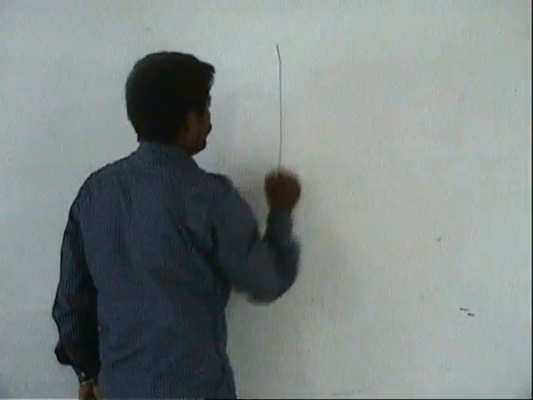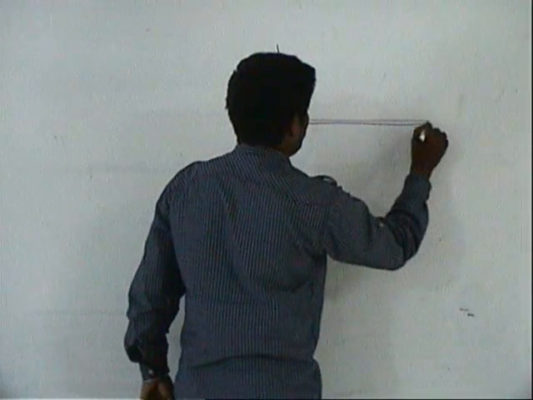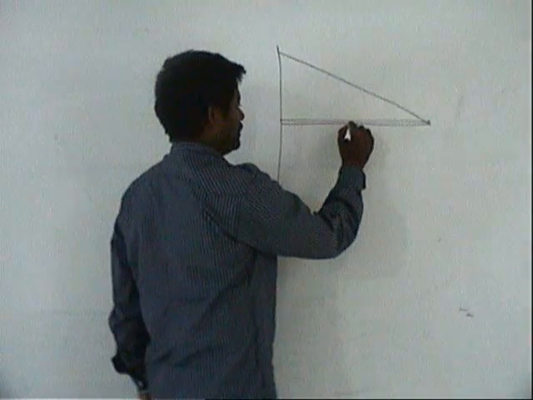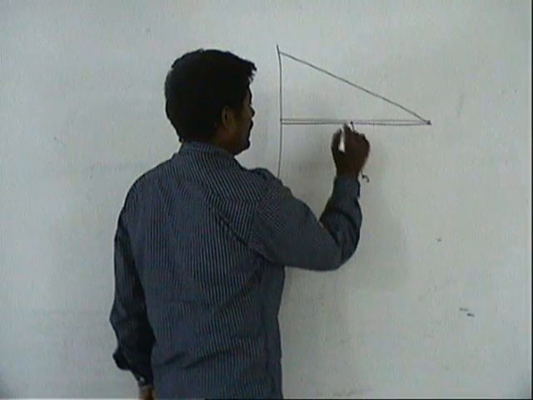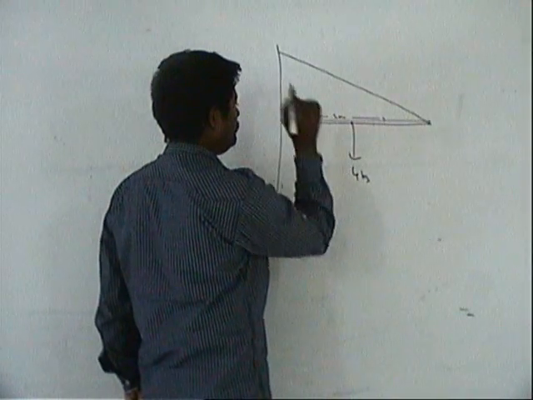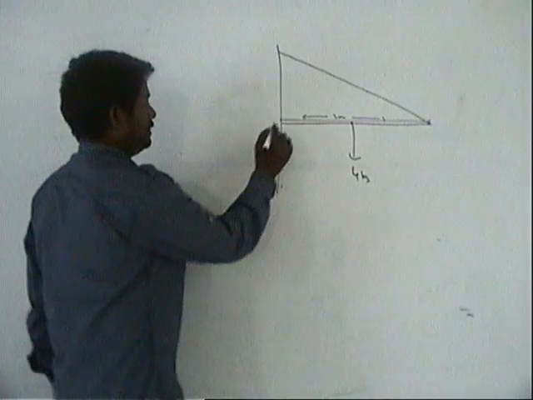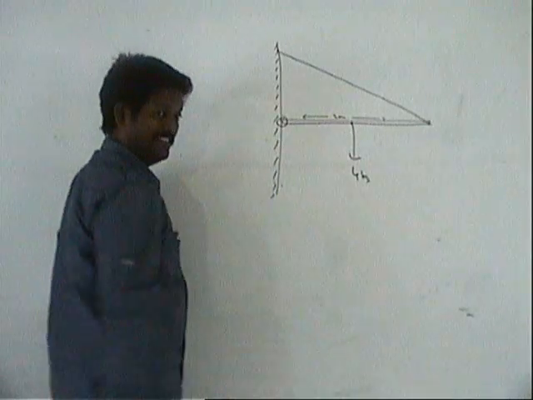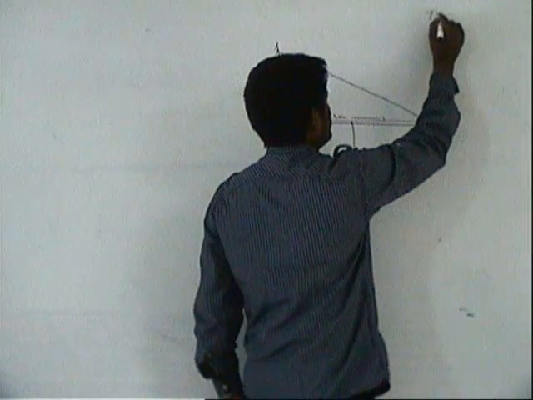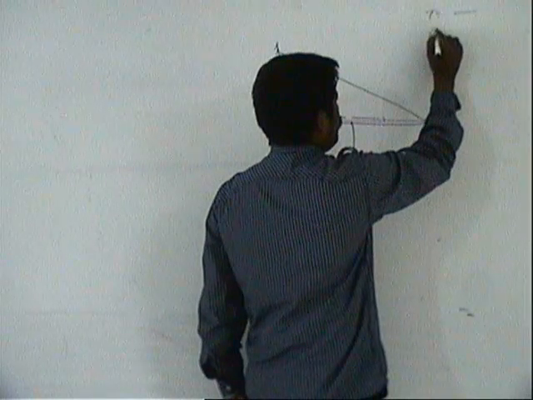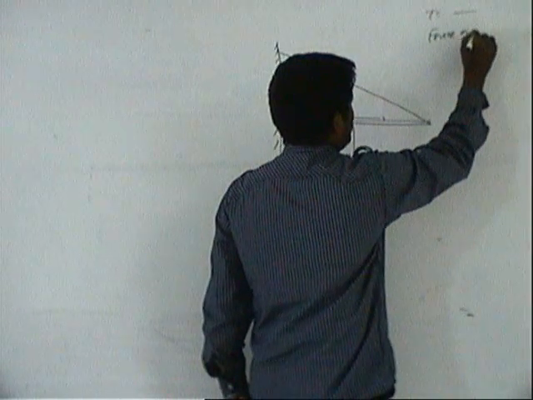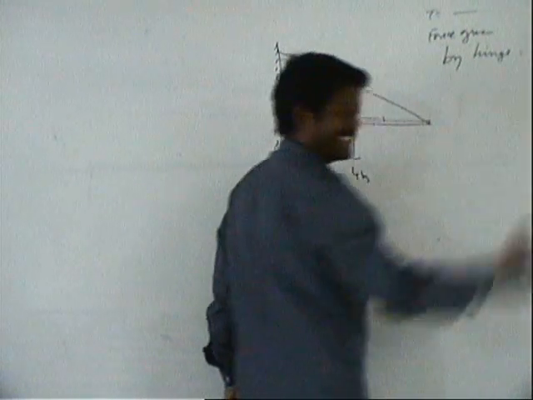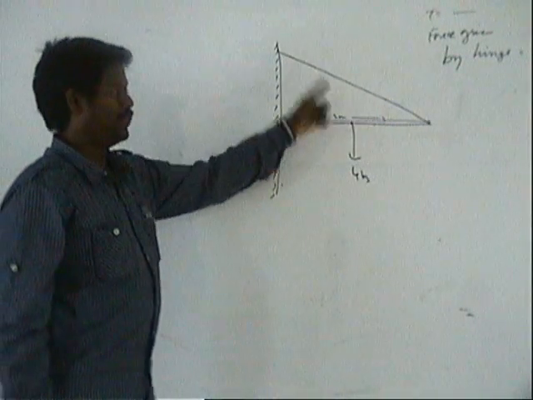Now, if I take a rod connected by a string like this, the rod's mass is 4 kg and it is 2 meters in length. Now the question asked is, this is of course a rigid wall, a fixed point. Usually the question asked is, how much is the tension and the force given by the hinge? What are the force given by the hinge and the tension?